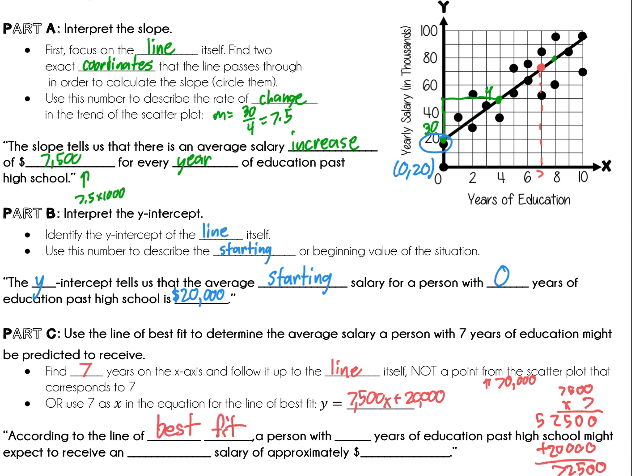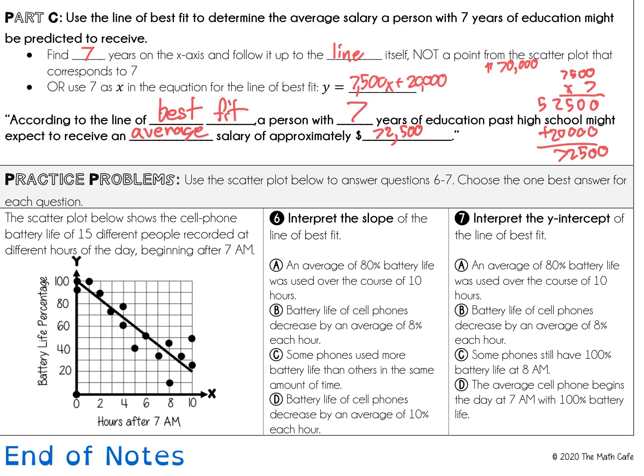Finally, let's write out our interpretation. According to the line of best fit, a person with 7 years of education past high school might expect to receive an average salary of approximately $72,500. Notice how when we interpret our data, we write our answers in complete sentences. Now that you've seen some examples of interpreting the line of best fit, I'd like you to do the two practice problems below.